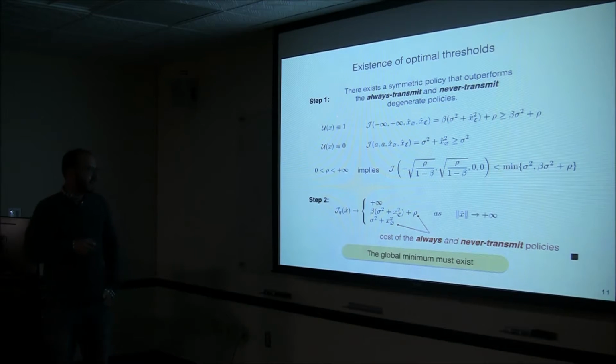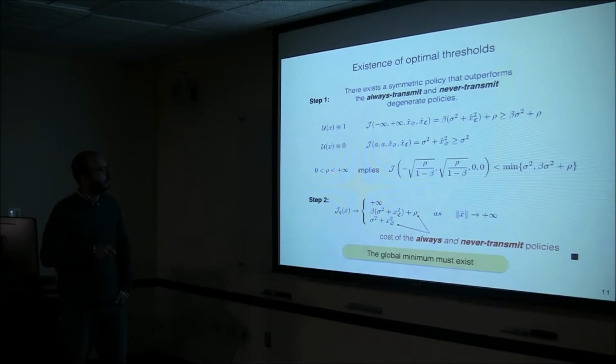Now, the proof of the existence of that point is done in two steps. First, we need to show that there exists a symmetric policy that is better than the always-transmit and never-transmit degenerate policies. This means that there exists a non-trivial solution to the problem. This is done here. The second step is to compute limits. We must show that the cost, as the norm of the argument goes to plus infinity, either goes to plus infinity, which is fine, or goes to these two values here, which correspond to the cost of the always-transmit and never-transmit policies. But I just showed that there exists a threshold policy that is better than those. Therefore, the global minimum must exist.